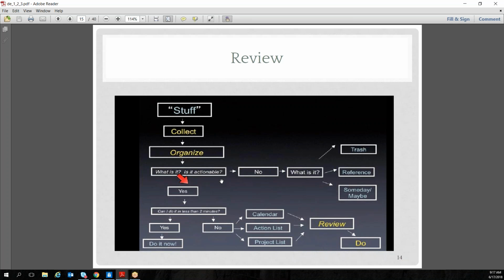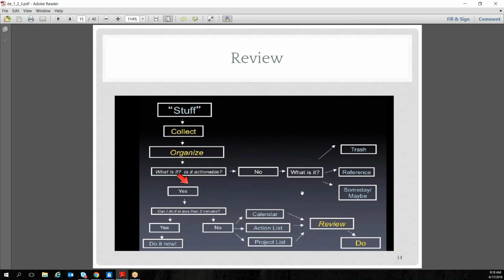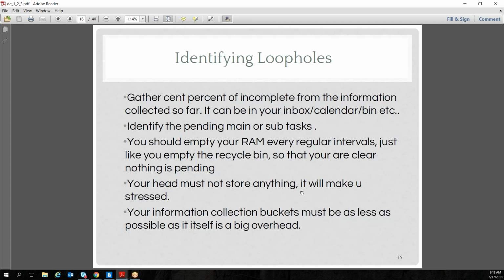If something is actionable at the given time, we could see if I can do it quickly. If I cannot do it quickly, then we could put it into some calendar, timetable, schedule, action list or project list, and then review it at a later stage. So this is what we learned last week. Now, in this action plan, today we will see how we can identify the loopholes.